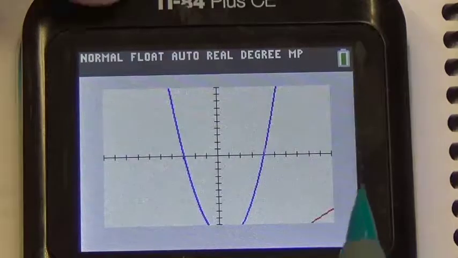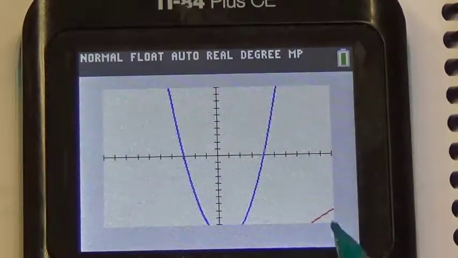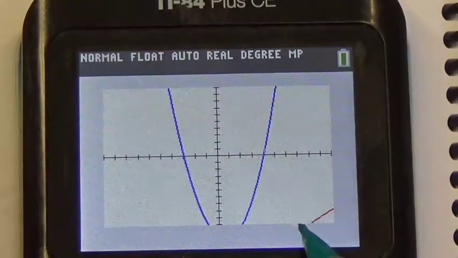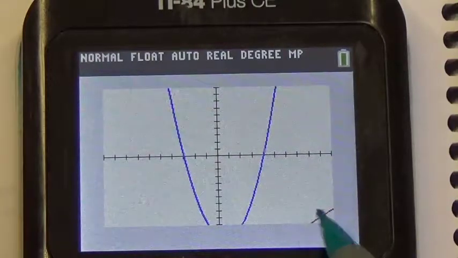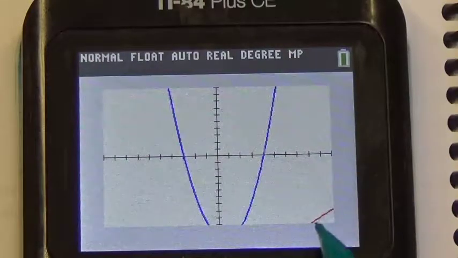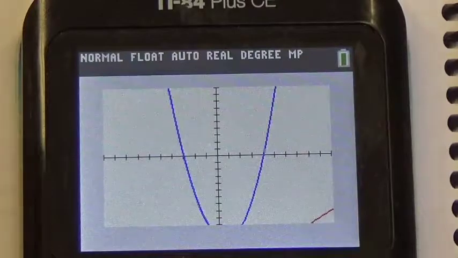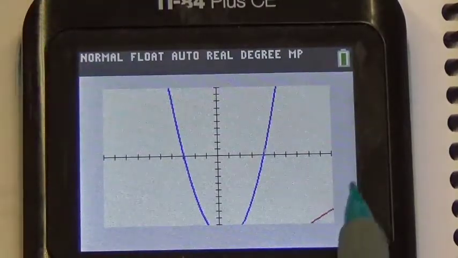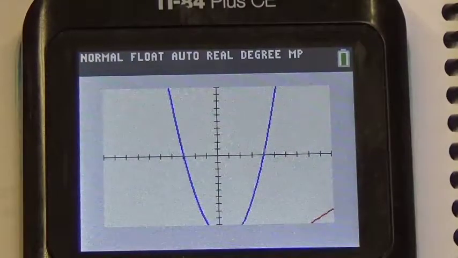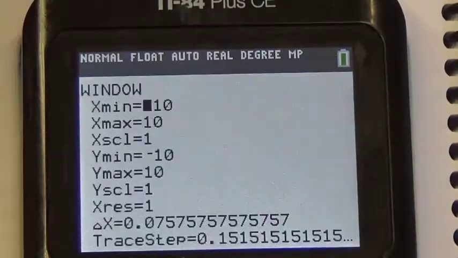Oh, now look at that. See, this is an example of one where we're going to have to change the window settings. I'm not seeing a point of intersection here. There's my x minus 18, but if they intersect at all, based on how that line is drawing, it's got to be down here. So I've got to go into my window settings.